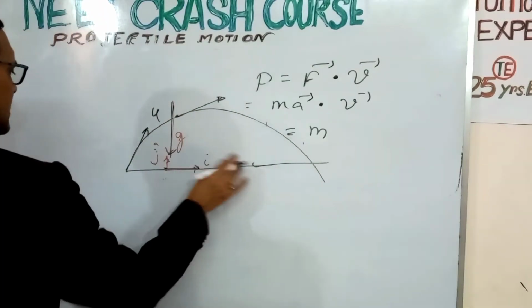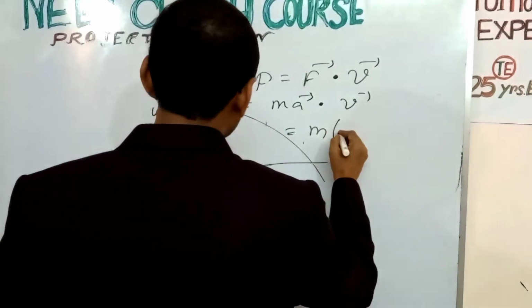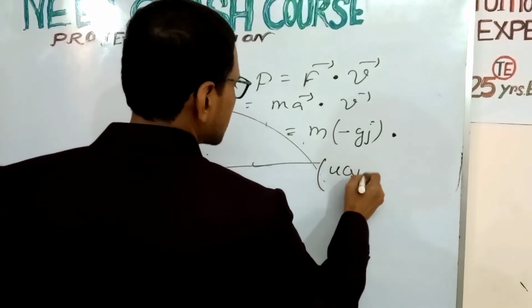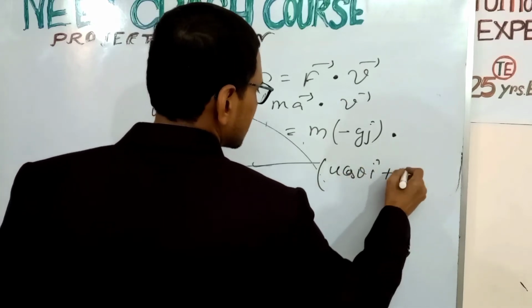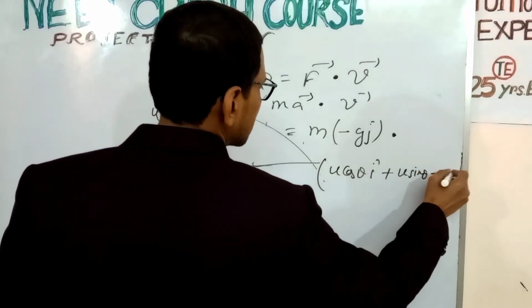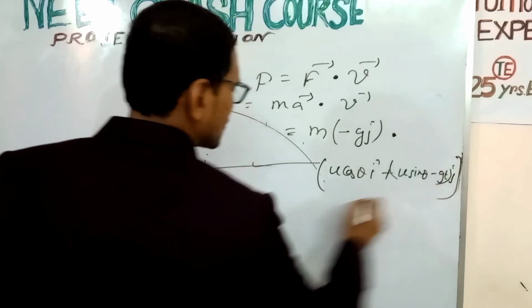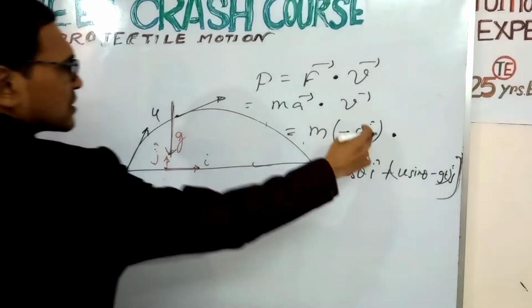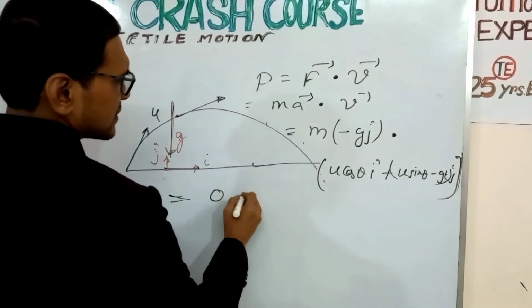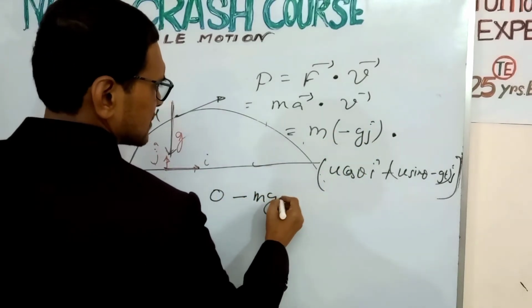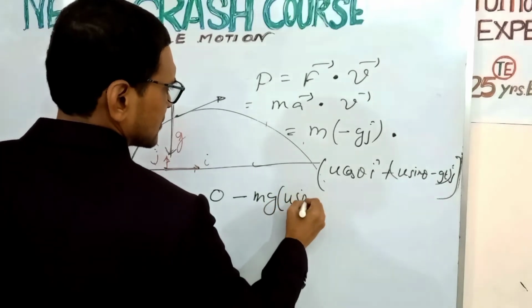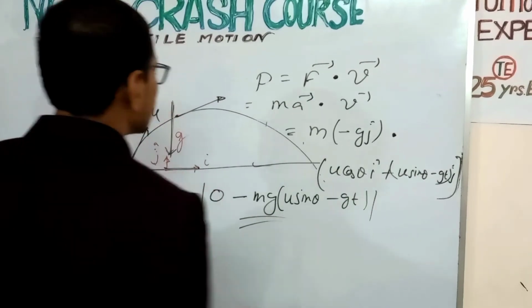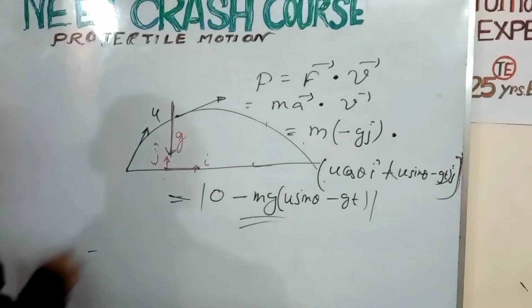Sorry, take i along this and j along this. So acceleration will be minus g j. And what is the velocity? Velocity equal to u cos theta i plus (u sin theta minus gt) j. So this is the velocity vector. So j dot i equal to 0, and so we have to take the magnitude. So these are the results. Power at any point, power at any time.